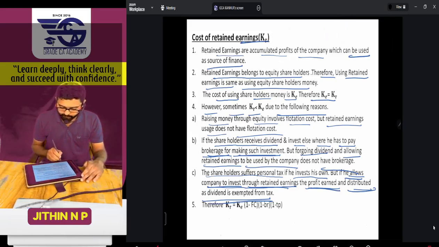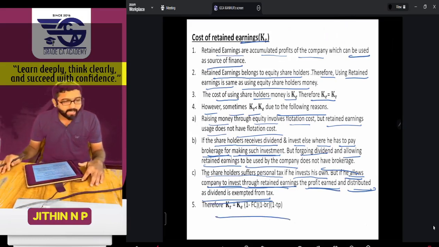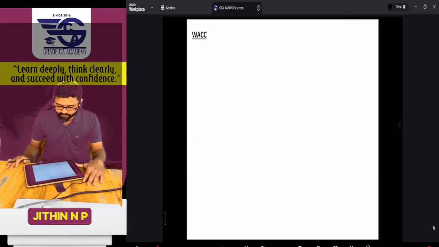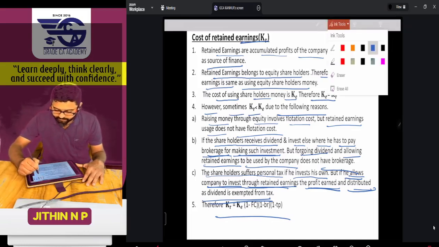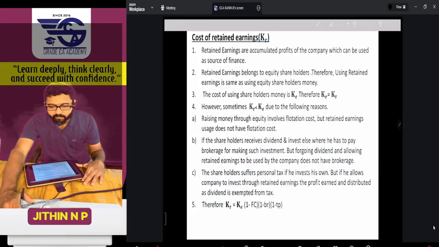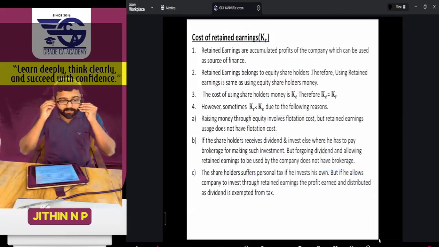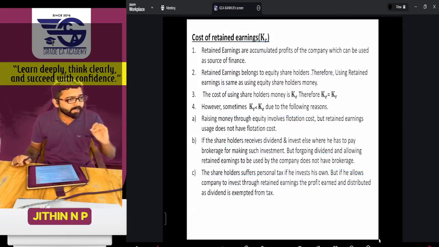Clear? Therefore, KR is equal to KE into (1 minus flotation cost), (1 minus brokerage), and (1 minus personal tax). We completed KD computation, KP computation, KE computation, KR. Then the specific cost of capital computation is over.